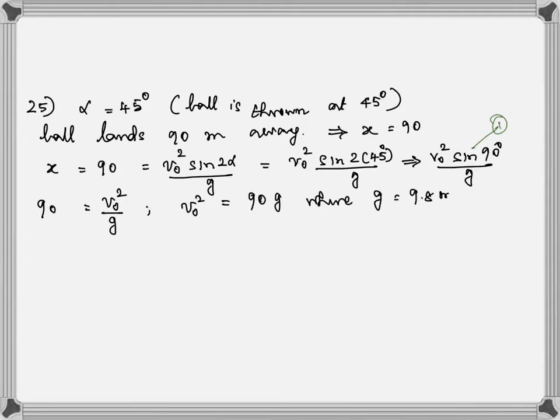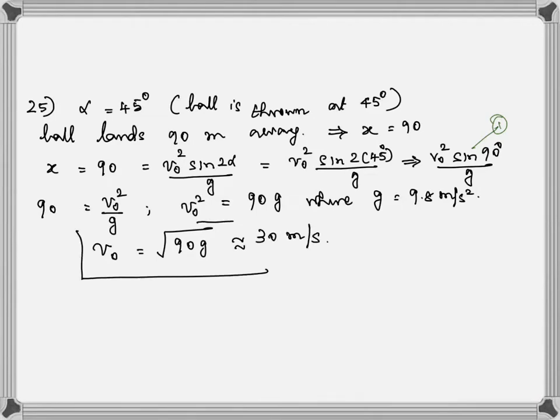Taking the square root, also making use of the fact that g is 9.8 meters per second squared, we get V0 equal to the square root of 90g. And then if we compute this value, you're going to have 30 meters per second.